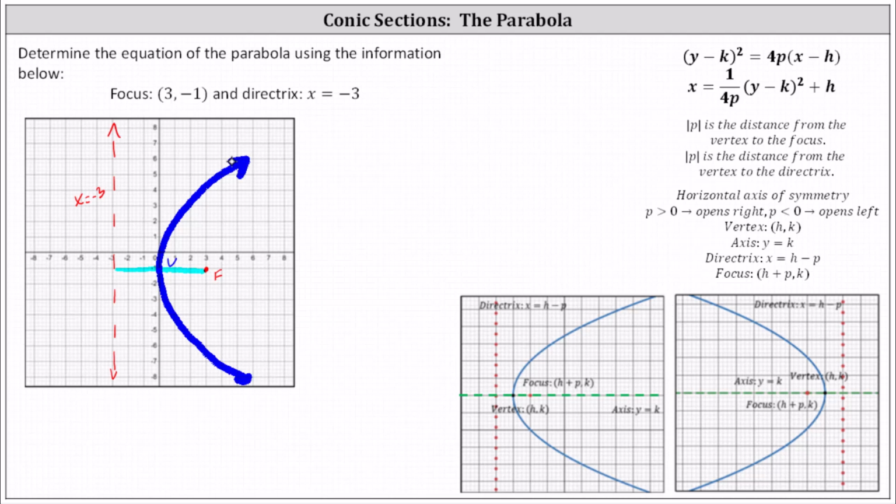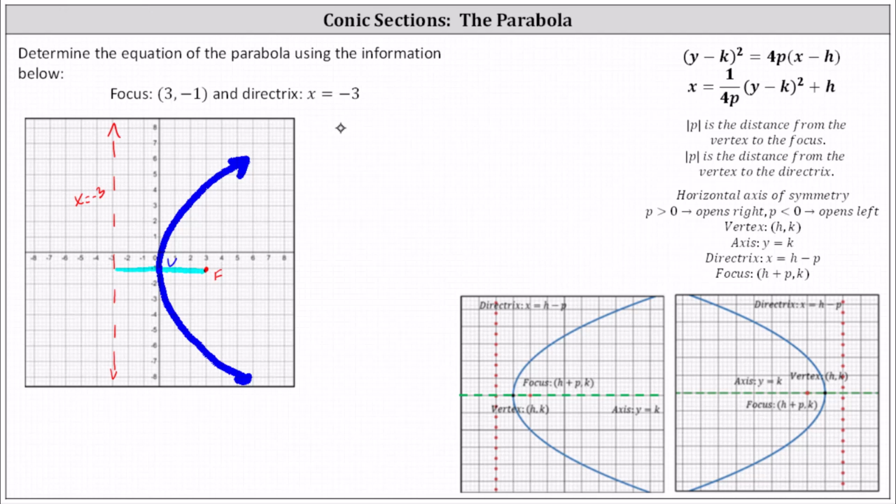Whenever the parabola opens left or right, the equation will be in the form of the square of (y minus k) equals 4p times the quantity (x minus h), where (h, k) is the vertex, and the absolute value of p is the distance from the vertex to the focus, as well as the shortest distance from the vertex to the directrix. If the parabola opens to the right, p is positive. If the parabola opens to the left, p is negative.